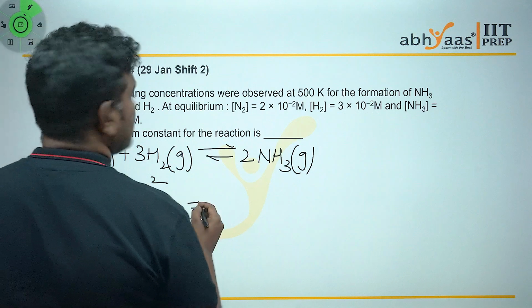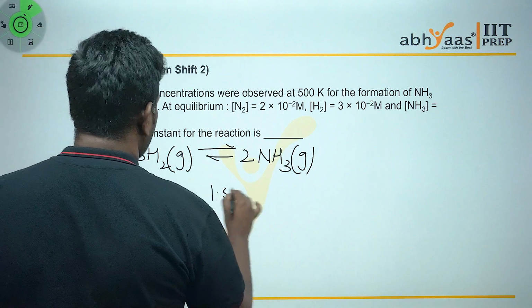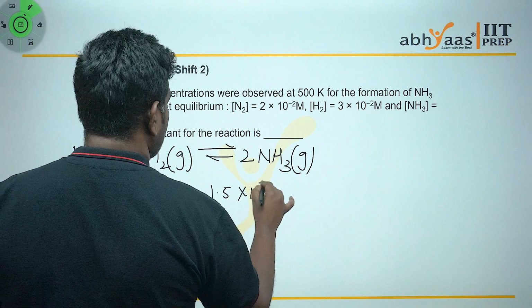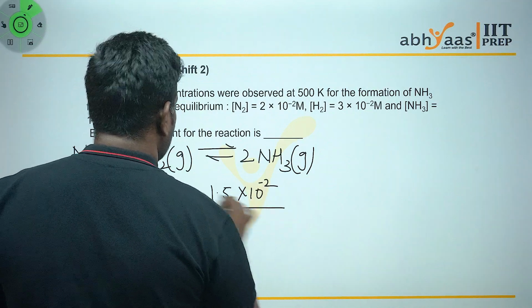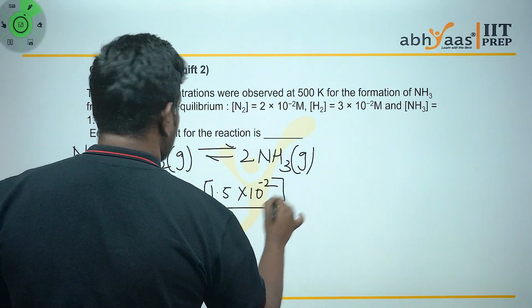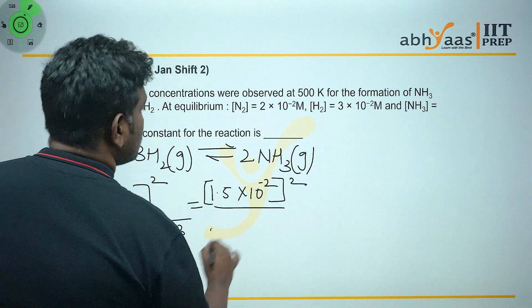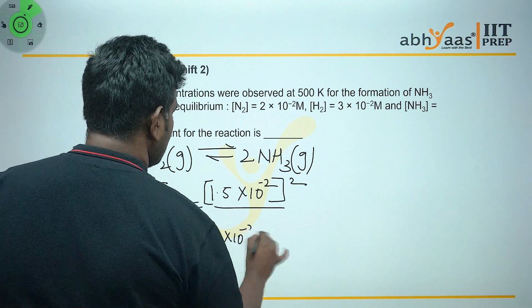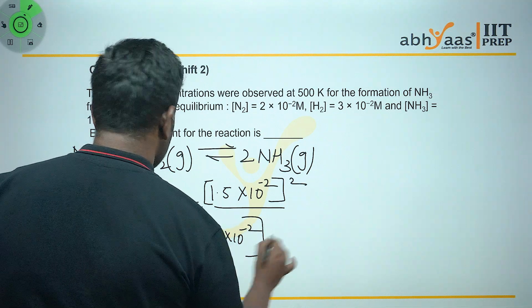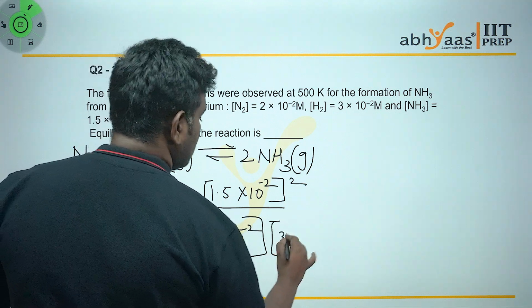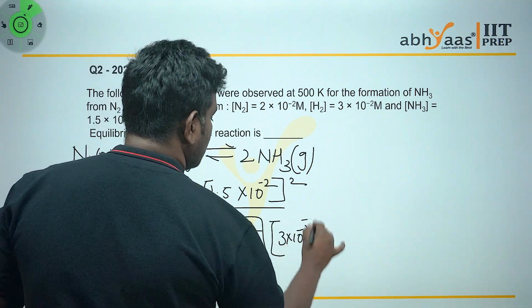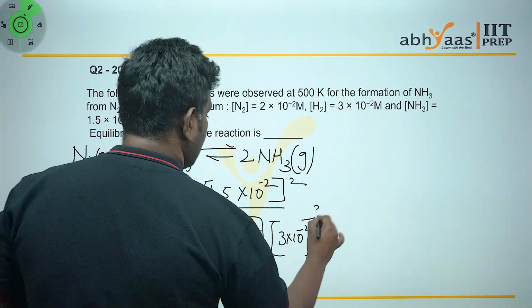NH3. What is the value of NH3? It is 1.5 into 10 raised to minus 2, and it is raised to 2. And N2, what is the concentration of N2? 2 into 10 raised to minus 2. Then the concentration of H2, 3 into 10 raised to minus 2, the whole raised to 3, right?